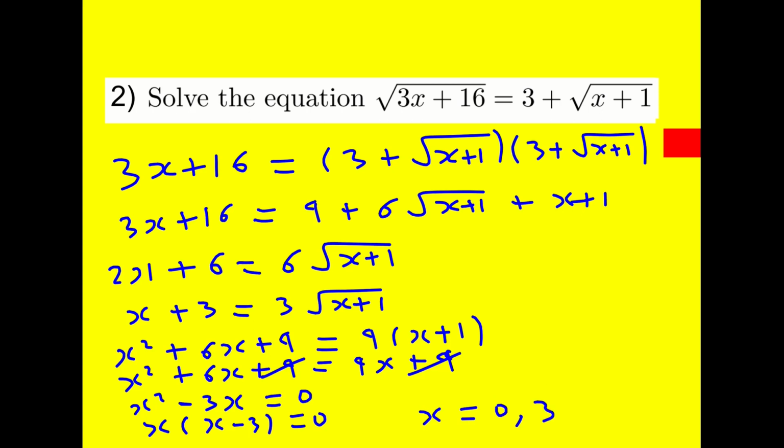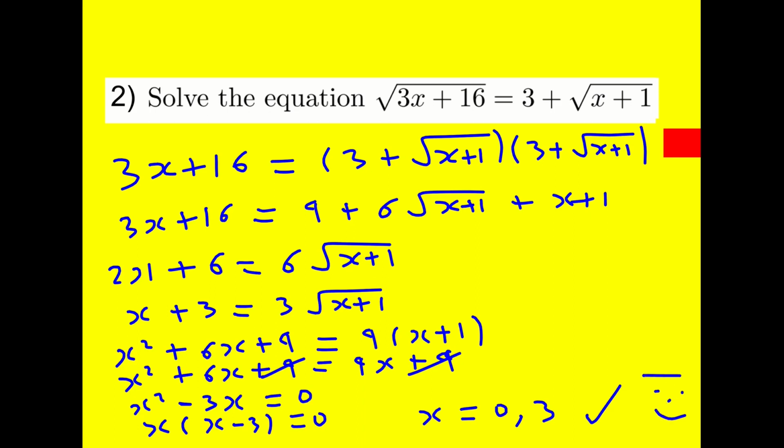We need to check though whether these are spurious solutions. Put in the 0, we're going to get root 16, which is 4. And 3 plus root 1, that's 1, so 4 equals 4. That one's okay. And the 3: 9 plus 16 is 25. We're going to get root 25, which is 5. 3 plus root 4, that's 3 plus 2. We get 5 there, so these are both correct.